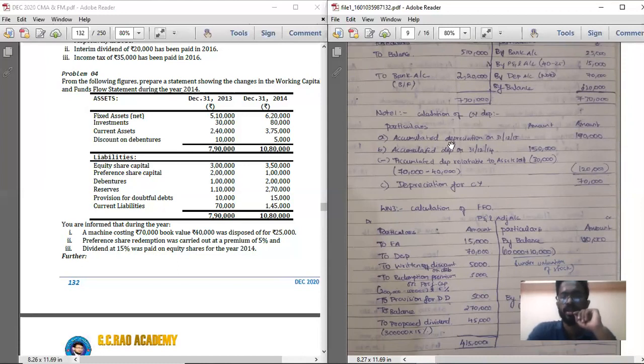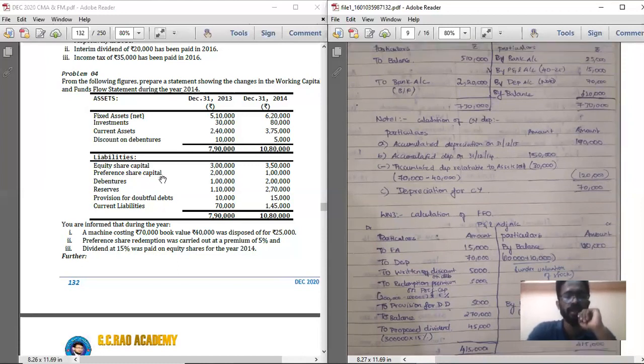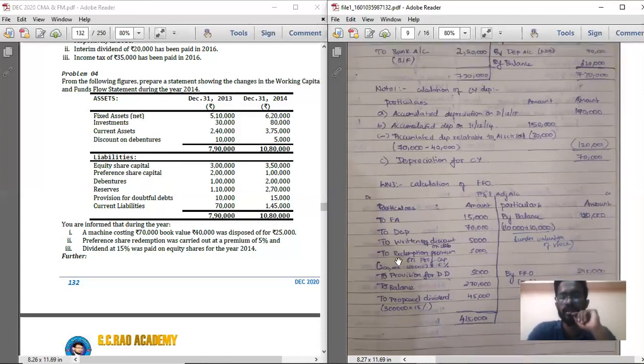Next, for redemption of debentures, how much extra are you paying? 1 lakh you are redeeming at 1 lakh 5,000 rupees. So 5,000 should be taken here, as premium on redemption 5,000. Then provision for doubtful debts, last year 10,000, this year 15,000. So there is an increase in provision for doubtful debts. When there is an increase, you are transferring the extra amount from your P&L account, that is, your P&L account balance will go down. So to provision for doubtful debts 5,000.